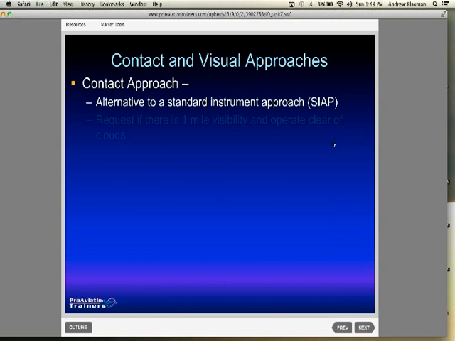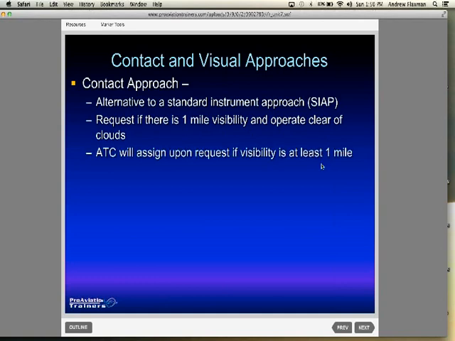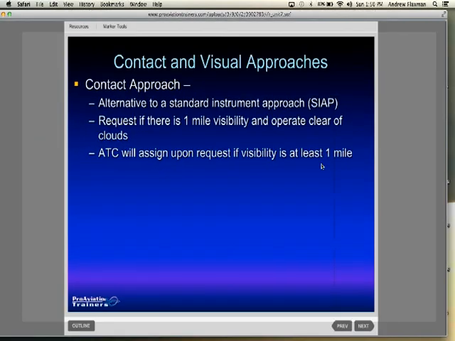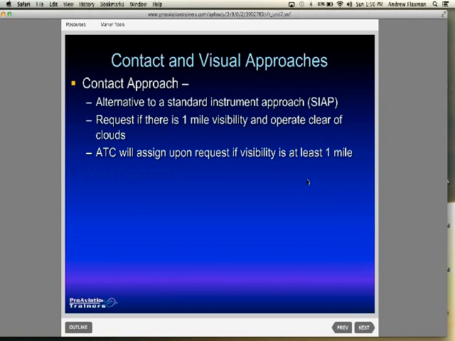Contact approach. So it's an alternative to a standard instrument approach. You can request it if there is 1 mile visibility and you're able to operate clear of clouds. Air traffic control will assign it upon request if visibility is at least 1 mile. So that's just that for contact approach.